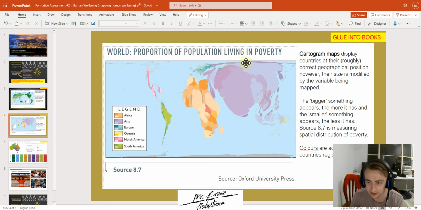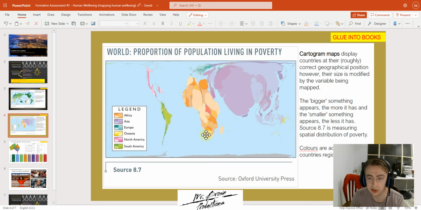As we can see, the bigger something is, the more of it there is. So the bigger something is here, the more poverty there is, and the smaller it is, the less poverty there is. Australia here is quite small, as you can see, showing that we have very low poverty rates in Australia, but the two continents with the biggest are Africa and Asia here.